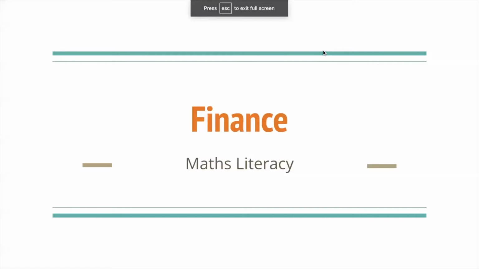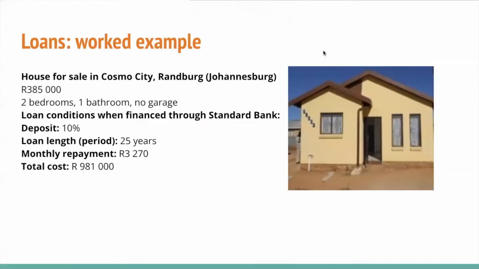So we're back with finance, and we are going to use this as an example for loans. This house is for sale in Cosmo City, Randburg, Johannesburg. 385,000 Rand is the cost if you were to buy it for cash. It has 2 bedrooms, 1 bathroom. It doesn't have a garage. And this is what they say about it.